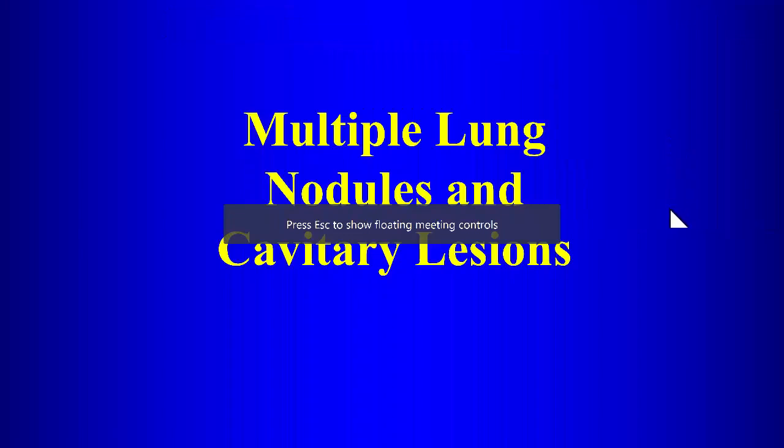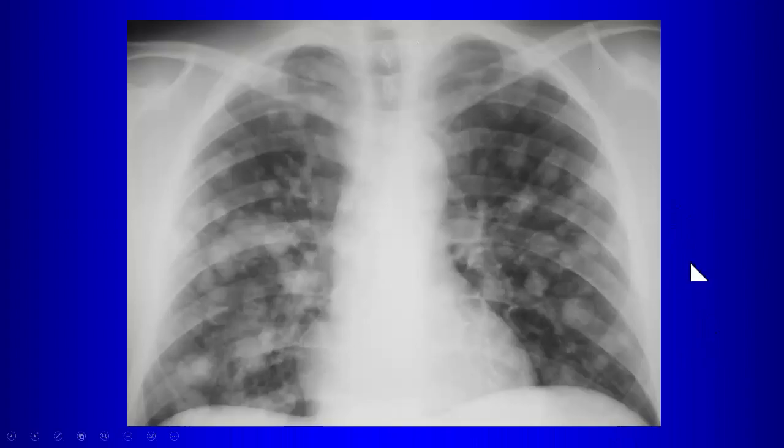All right, so today we're going to talk about the diagnostic set of multiple lung nodules, and we'll also discuss cavitary lesions. So if I show you this chest radiograph, what's the finding on the chest radiograph? Many nodules. Yeah, well, what would you say about the nodules? Anything else to say about these nodules? There's no cavitation. No, there's no cavitation. So they're well circumscribed, smooth nodules, right? So what is your differential diagnosis?